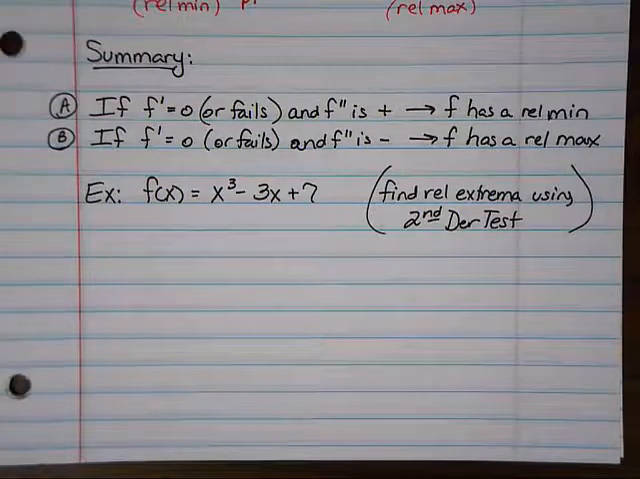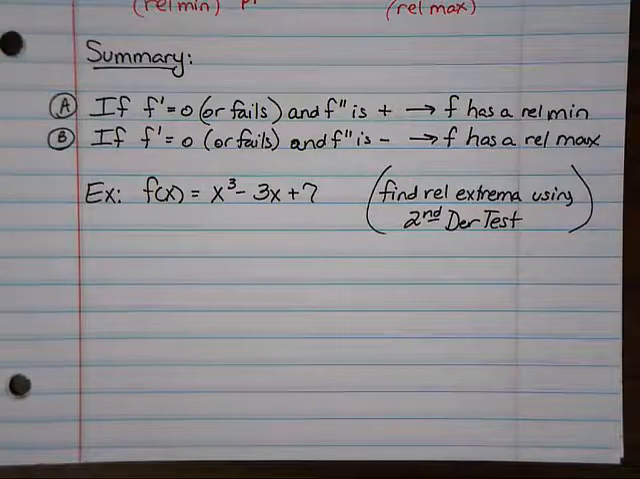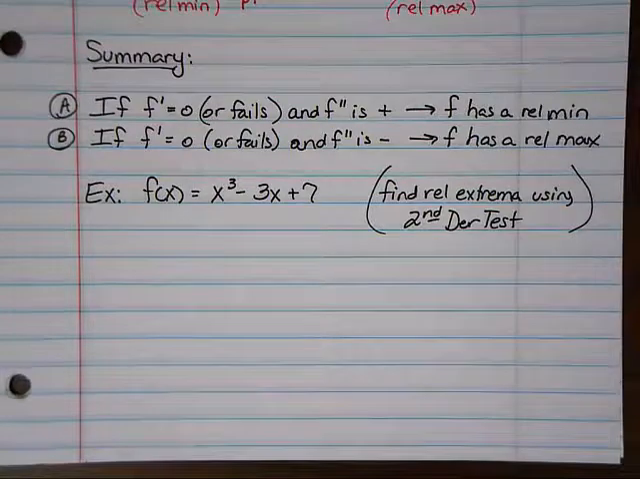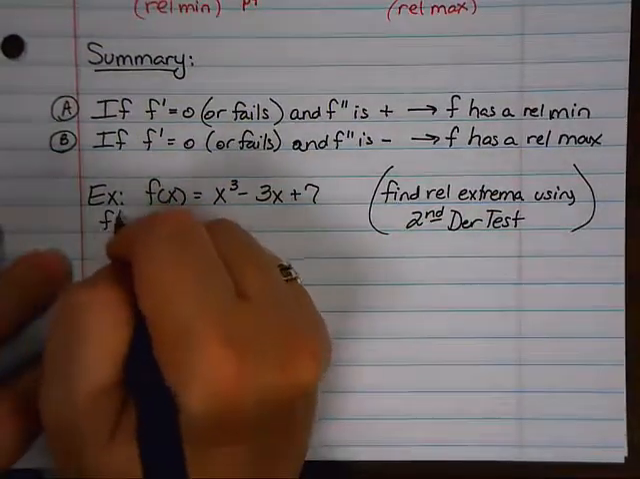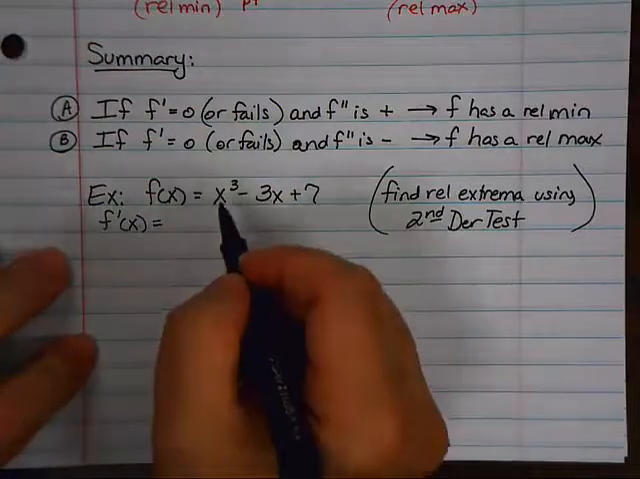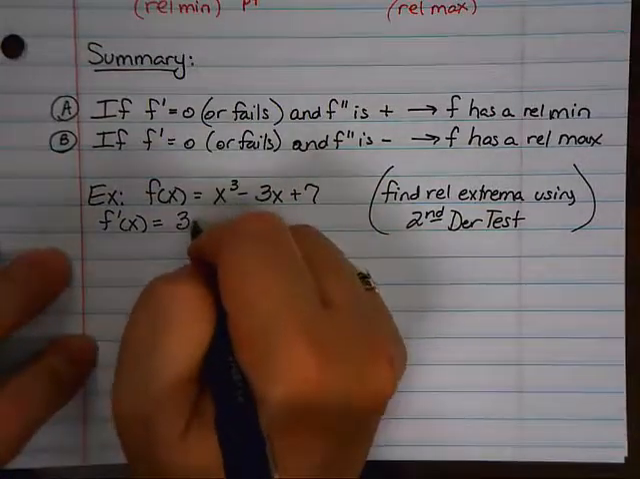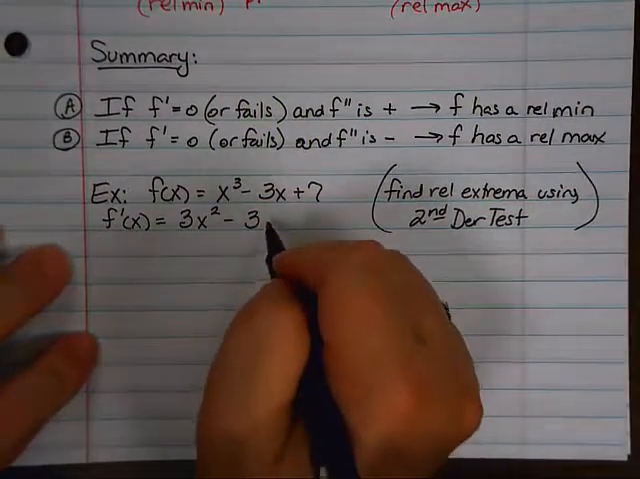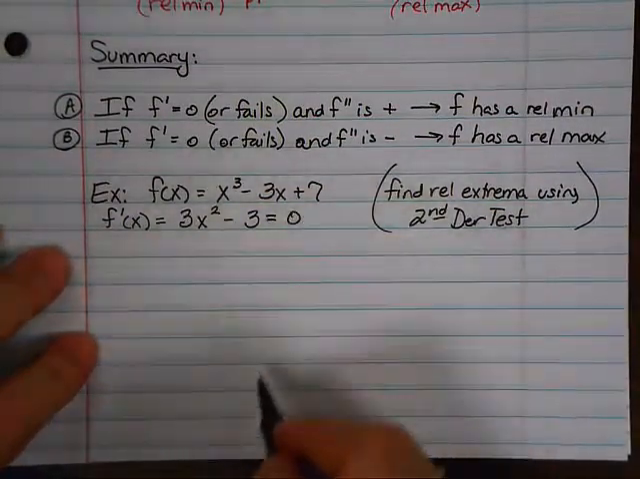First thing we're going to do is find the critical points. We have to find the critical points first. How do we do that? We've been asking that question all morning. How do you find critical points? Derivative equals 0. All right, let's take the derivative of that. Derivative of x cubed is 3x squared minus 3, and we're supposed to set it equal to 0.